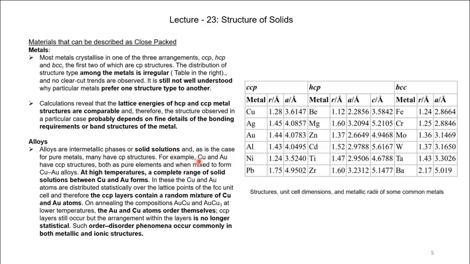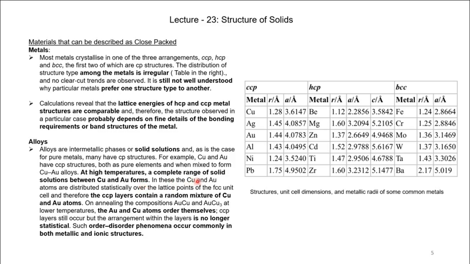So for example, we take copper. Copper is cubic close packed structure, and gold. Gold is also cubic close packed structure, and one is 1.28 angstrom, and another 1.44 angstrom. And then we can have alloys between copper and gold at high temperature, a complete range of solid solution between copper and gold forms.